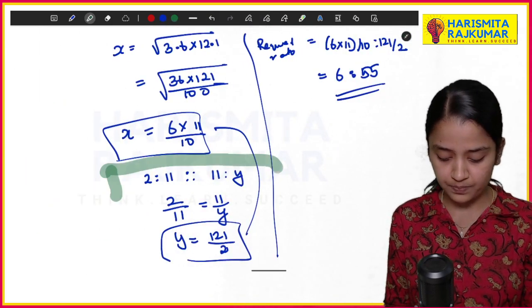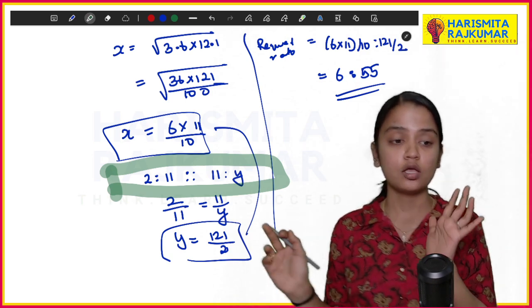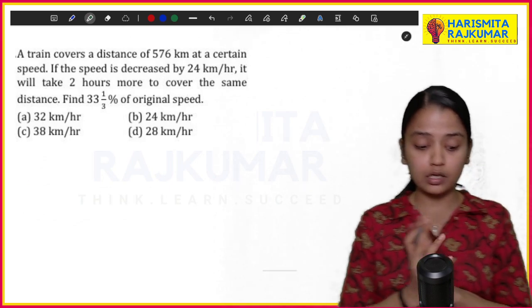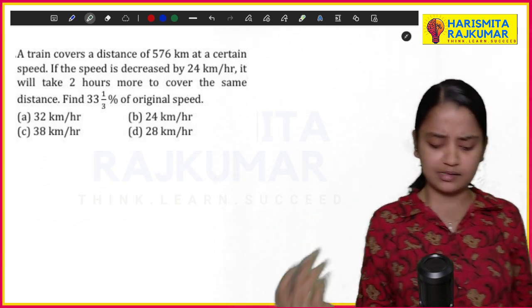Okay, they asked the third proportion, so we are keeping it as y. Now let's go to another one. Here, this is a tricky and easy question only.